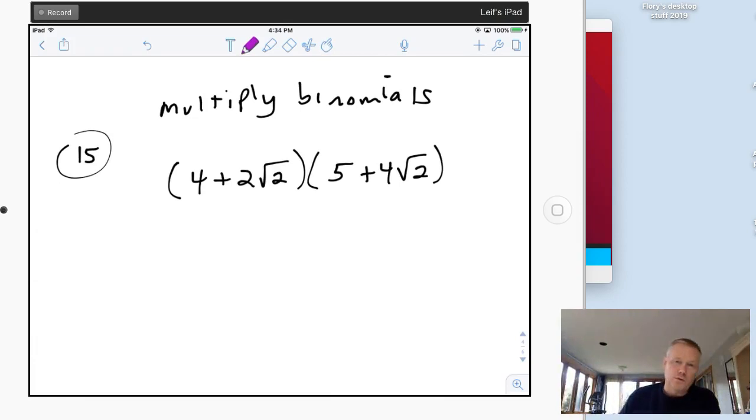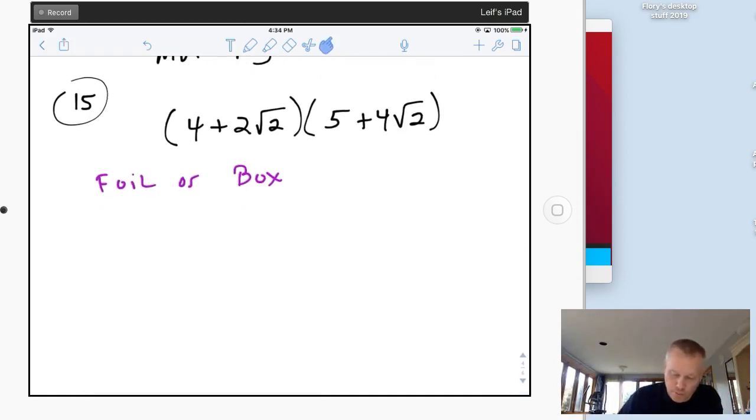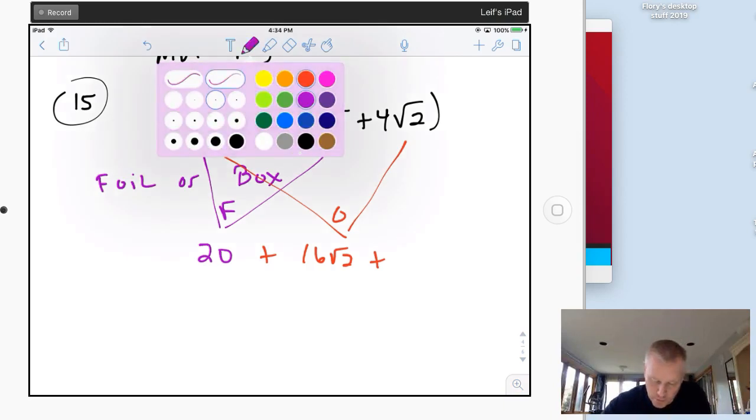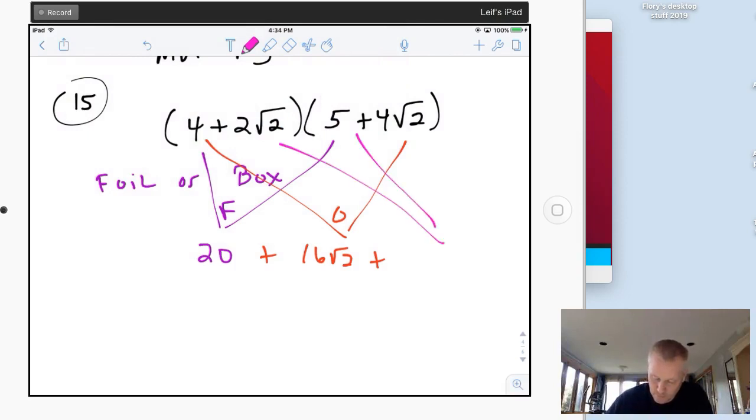Multiplying binomials. So you do these by FOIL or box, okay? Whichever you prefer. I'll do it both ways just to show you. If I go FOIL, that's 4 times 5 is 20. First, outside, inside, last. Outside would be the 4 times 4 square roots of 2, which is 16 square roots of 2. Plus the insides would be the 2 square root of 2 and the 5, which is 10 square roots of 2.